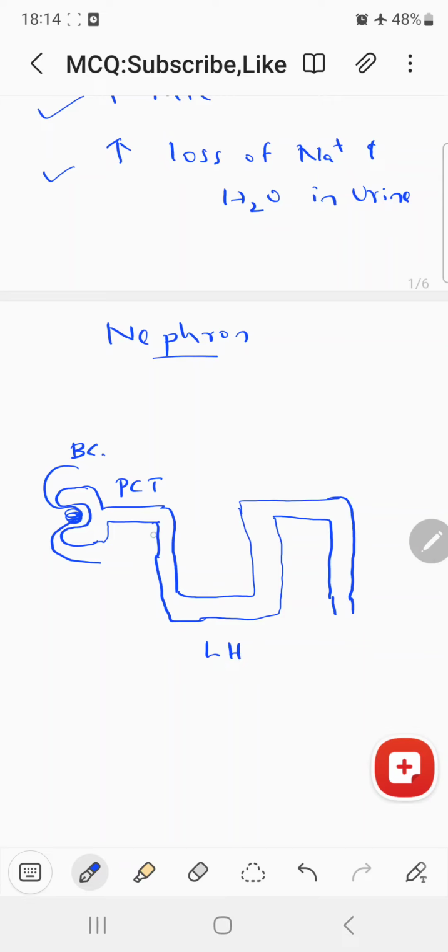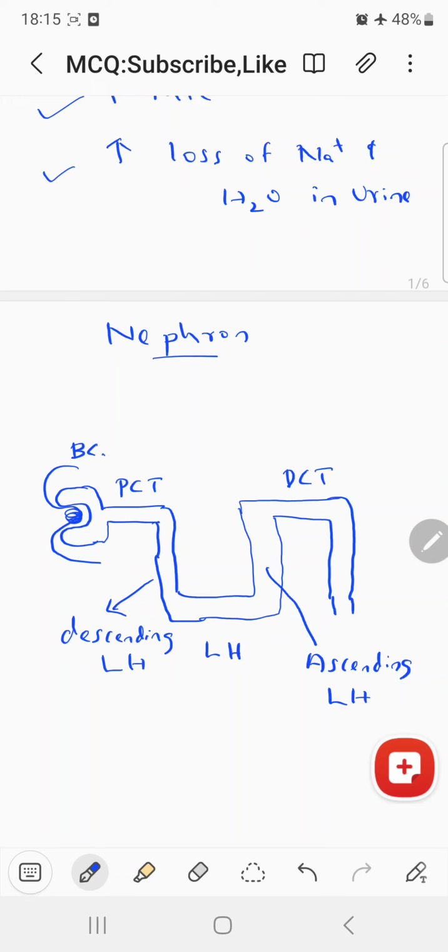In the loop of Henle, this downward portion is called the descending loop of Henle, whereas the thick part is called the ascending loop of Henle. This horizontal portion is called the distal convoluted tubule, and this portion is called the collecting duct. The filtration will happen through these tubules, and the urine will come out through this. So this is the rough diagram of the nephron.